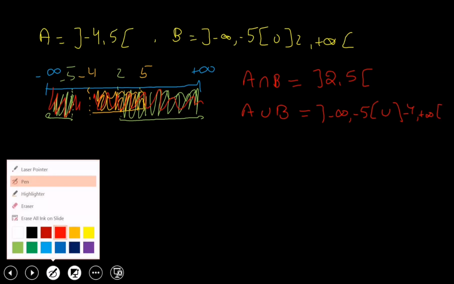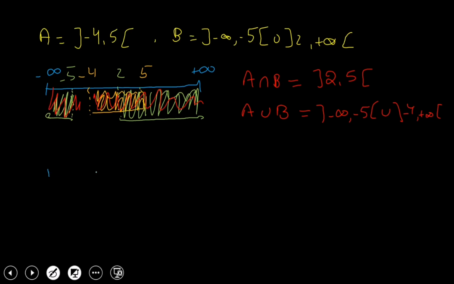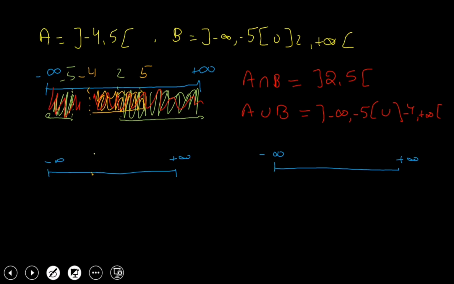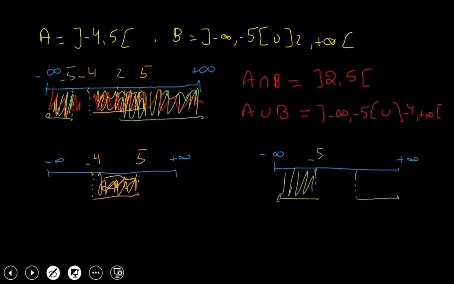Now, we are going to find A bar and B bar. I represent A alone and B alone and search for A bar and B bar. Concerning A, it's all real numbers between -4 and 5, excluding -4 and 5. So this is A. And what about B? B is all real numbers less than -5 and greater than 2.